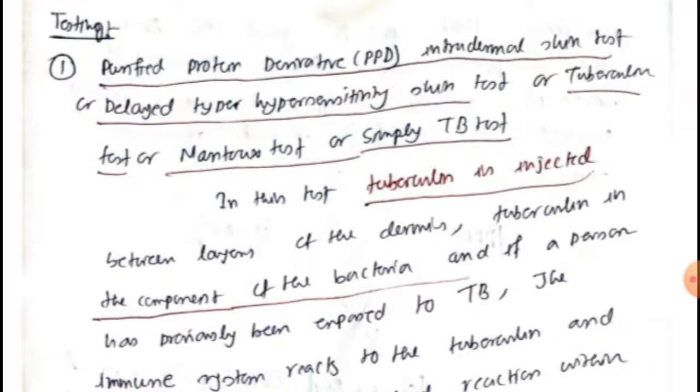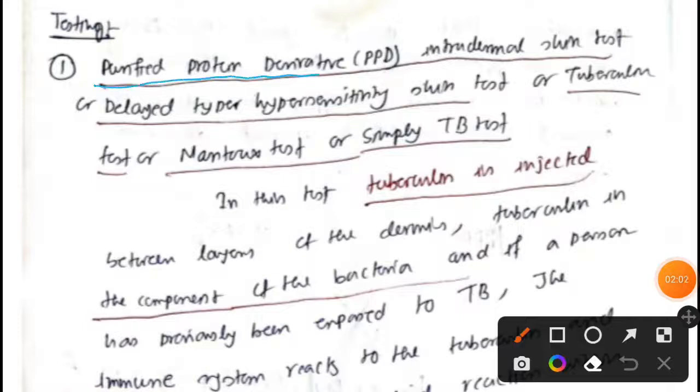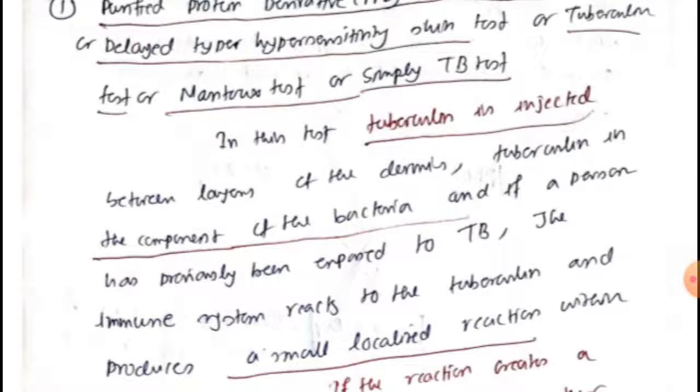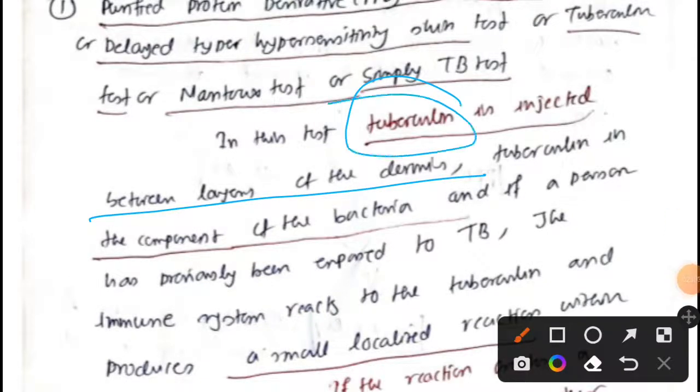Now we will talk about the Montoux test. The Montoux test, also known as the purified protein derivative intradermal skin test, tuberculin test or simply TB test, is a type of hypersensitivity reaction that we use to find out whether our patient has had any previous exposure to TB or not. So how do we do this? First of all, we give an intradermal injection of tuberculin.